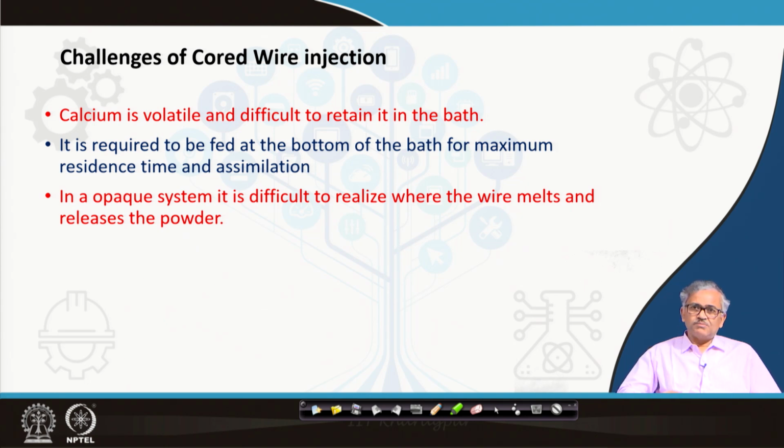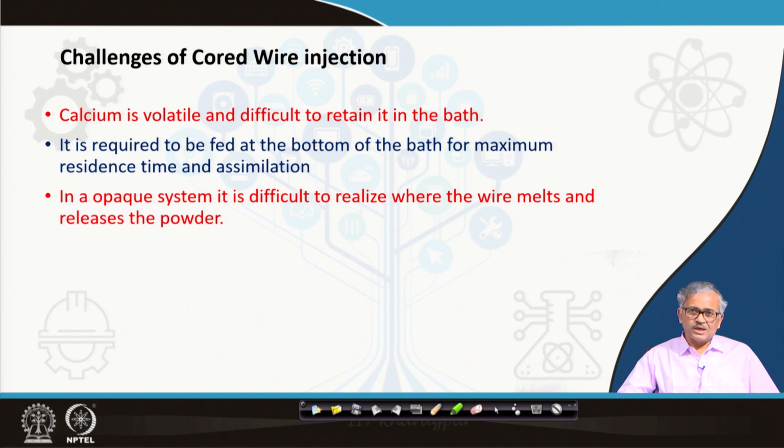So, after entering the bath, the powder can be released just after entering it, or it can be released midway, or at the bottom, and the wire may not melt even after reaching the bottom. So, all possibilities are there. At the same time, you cannot see where the wire is melting. This is the challenge. So, you have to find out the means to see where the wire is melting.